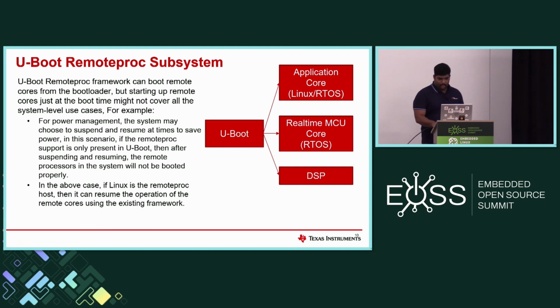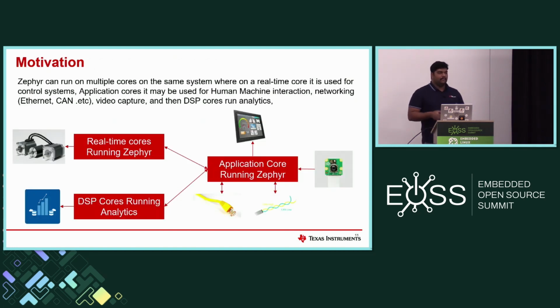So, coming to the motivation, we always see Linux or real-time Linux in use cases. We are looking at a hypothetical use case where you have an application core running Zephyr with a high-resolution display with multi-point touch, which needs to provide a rich HMI interface. Then you can have networking and communication protocols like Ethernet and CAN, and separate remote processor cores running Zephyr doing real-time tasks like motor control. You can have DSPs running workloads, so you can capture images on maybe a factory line and do analysis on a conveyor, and things like that.